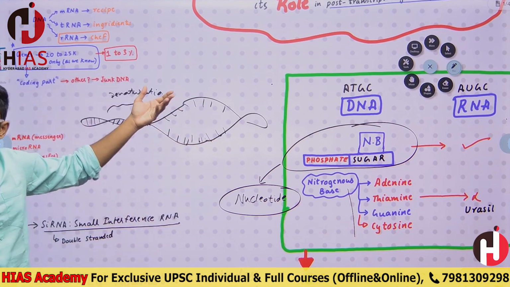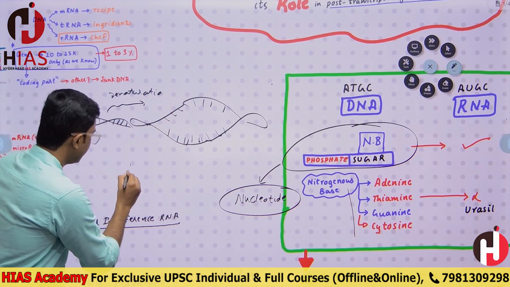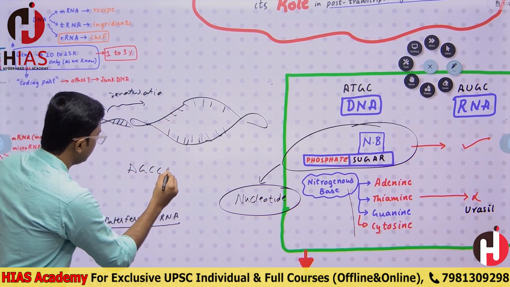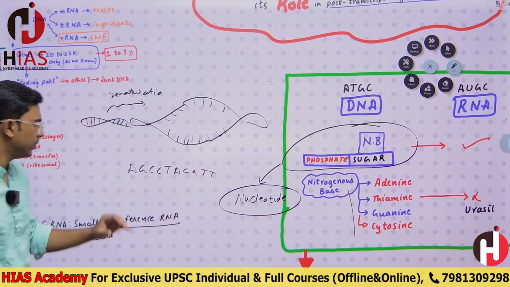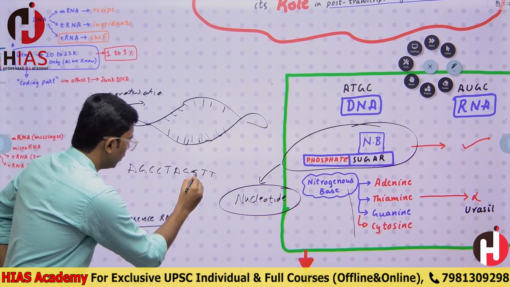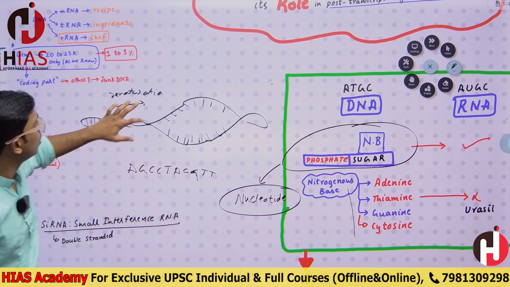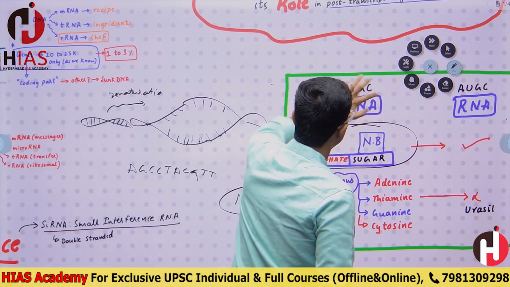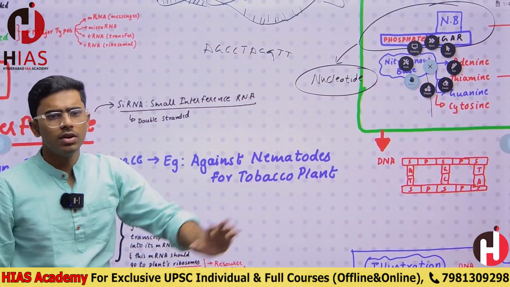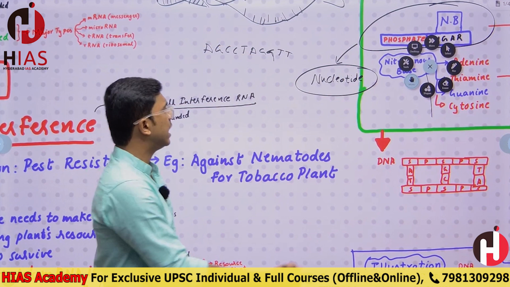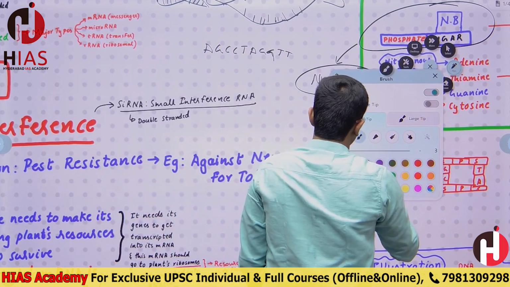Now any particular part, you take any particular part, let's say A, G, C, C, T, A, G, G, T, T. If this is your DNA, can everyone see it? Yeah. If this is your DNA, now tell me what will be your RNA?